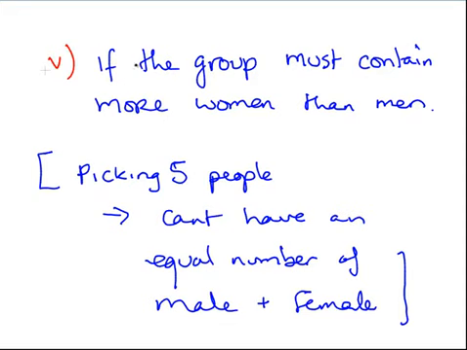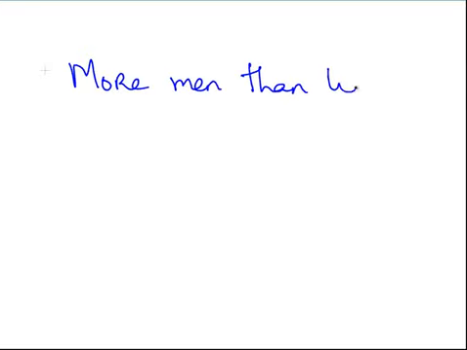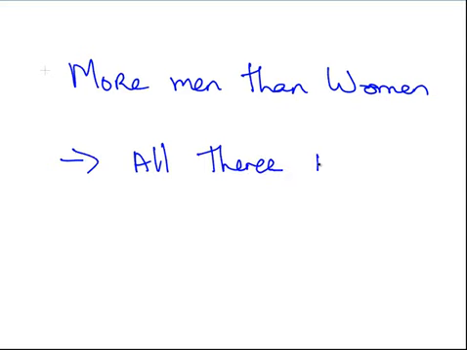Let's just think about this for a second. What is the opposite of more women than men? It would be more men than women. And what does more men than women mean? It means all 3 men are selected.